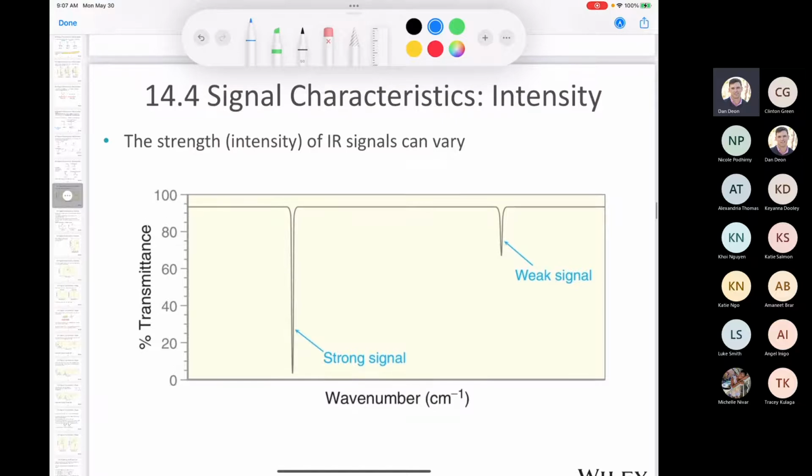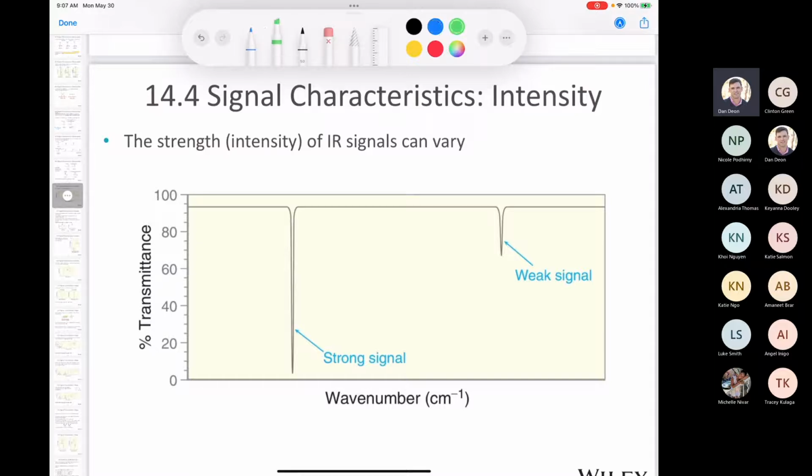Okay, up to this point, we've talked about wave number and how wave number is affected by bond strength and the mass of the atoms in the bond. However, we haven't talked about the intensity of an absorption. And it says here that the strength or intensity of an IR signal or an IR absorption can vary.